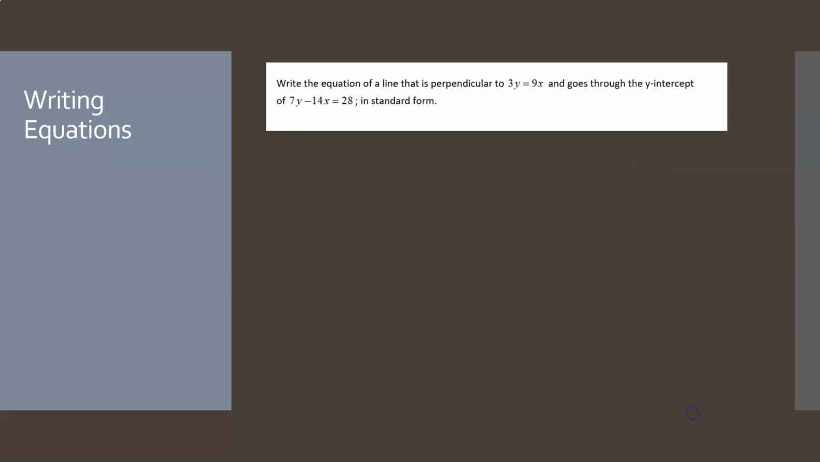All right, we have one more of these. Write the equation of a line that is perpendicular to 3y equals 9x and goes through the y-intercept of 7y minus 14x equals 28. And you want to write that in standard form. You couldn't ask for a problem that includes more things. So first, let's find the slope of the first equation.